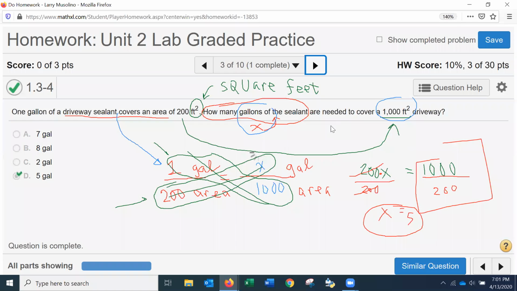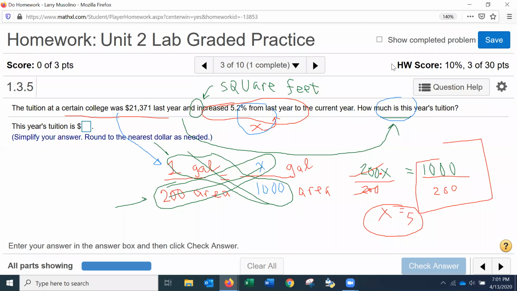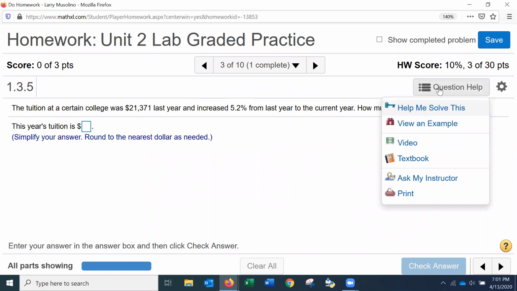Let me go to the next example, and we'll take a look at this one. Notice here, if I click the question help, that there are many options. Remember, help me solve this. We'll show you a similar worked out example step by step. View an example, help me solve this, shows you this exact example worked out. View an example shows you a similar example worked out. Video will show you a short video. Ask my instructor will send an email to your instructor.